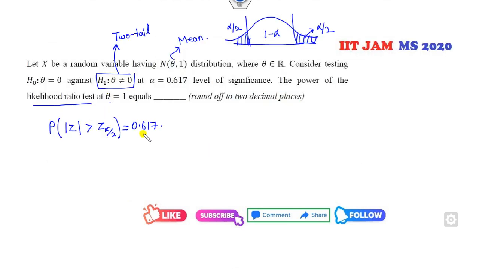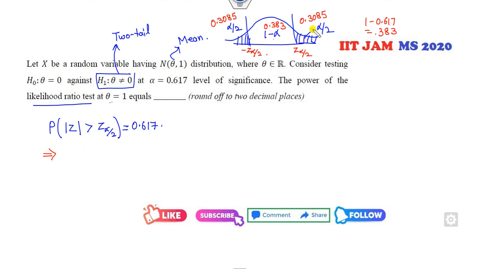Firstly, this number is 0.617. What does it mean? This number is half of this, so this is 0.3085. This is 0.3085. Fine. Can you find this number? 1 minus the sum of them, so it will be 0.383. Now, how you can write this number is z of alpha by 2. This is minus z alpha by 2. Fine, it is a modulus of this.